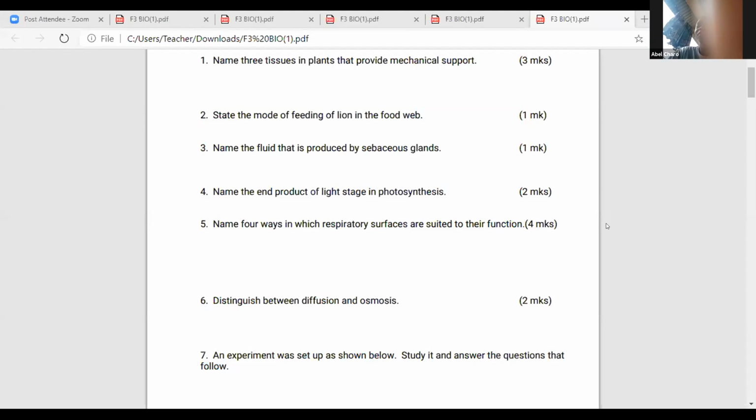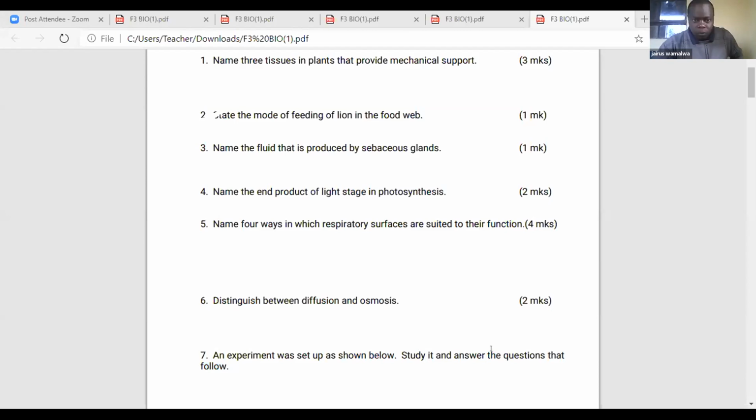Distinguish between diffusion and osmosis. One time when we were in school, I remember Mr. Kabara trying to discuss diffusion and osmosis, and we said, in case Abel, in case my line goes off, you continue discussing the questions, because the questions will remain there. So I was saying that I remember Mr. Kabara saying, when you are told to differentiate, then you are supposed to differentiate in definition terms.